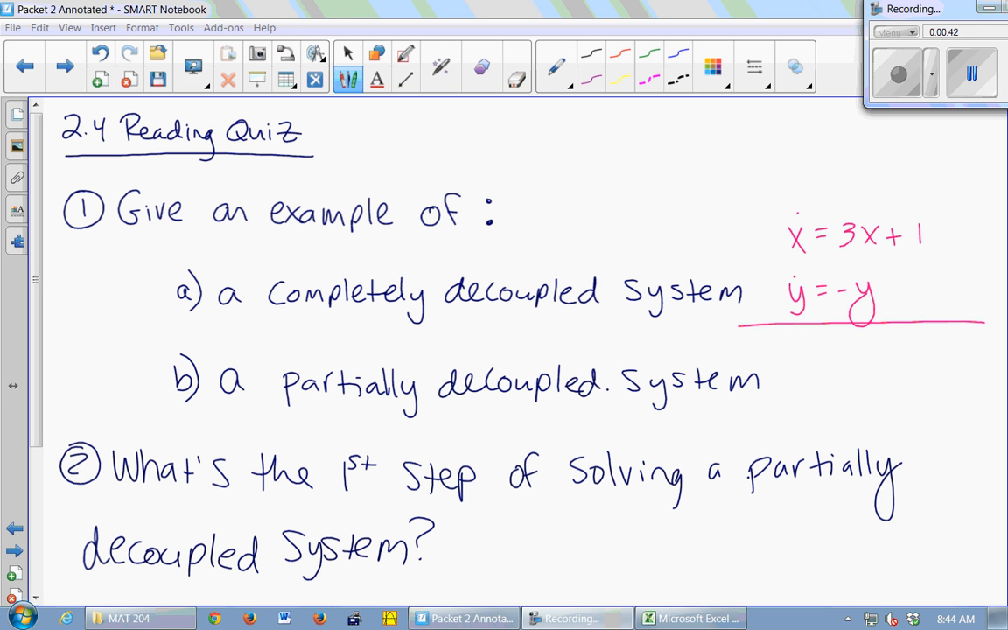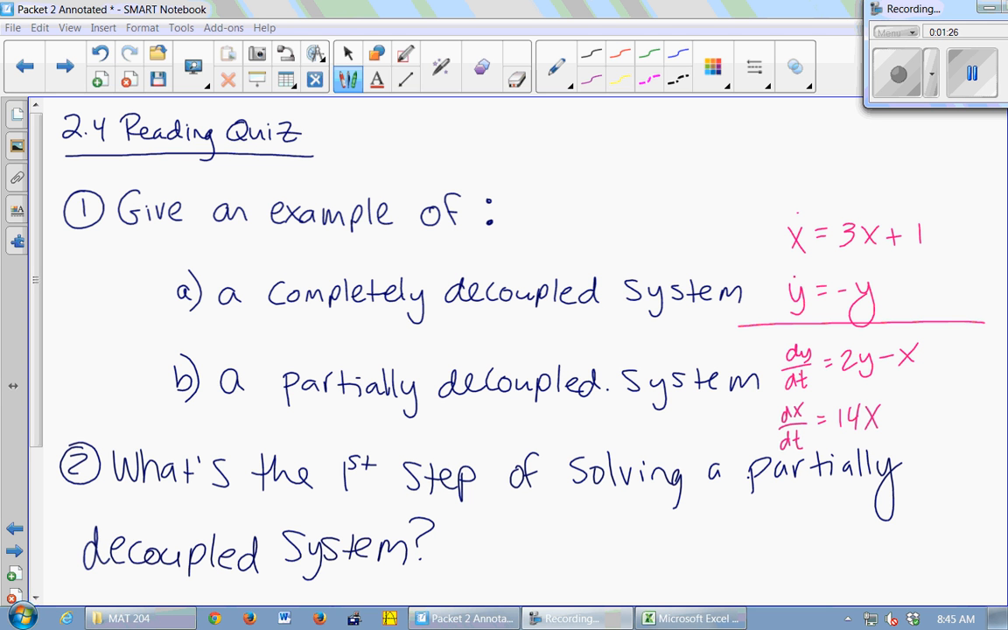Okay, what's an example of a partially decoupled system? And dx dt is what? Yep. So for a system to be partially decoupled, one of your equations has to be completely autonomous. The other one can be dependent on both the variables. It does not matter which one you make autonomous, either one.